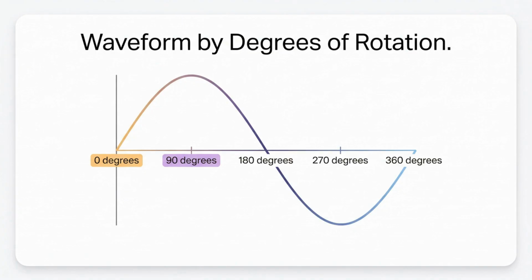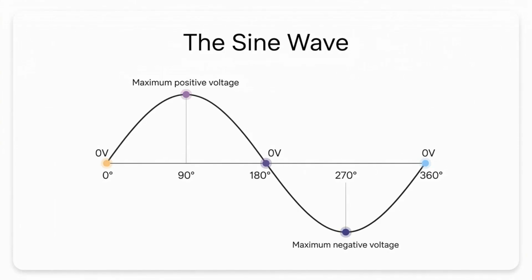This specific smooth curve produced by a simple AC generator is called a sine wave. Notice how symmetrical it is. The voltage is exactly zero at 0, 180, and 360 degrees. The maximum voltage occurs at 90 degrees in the positive direction and at 270 degrees in the negative direction.